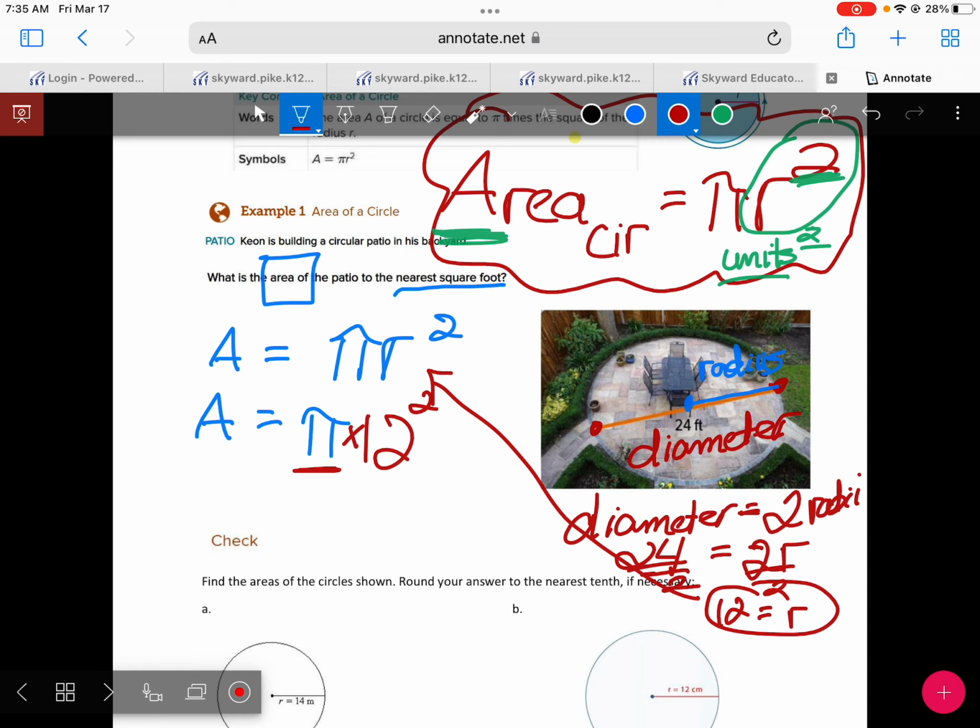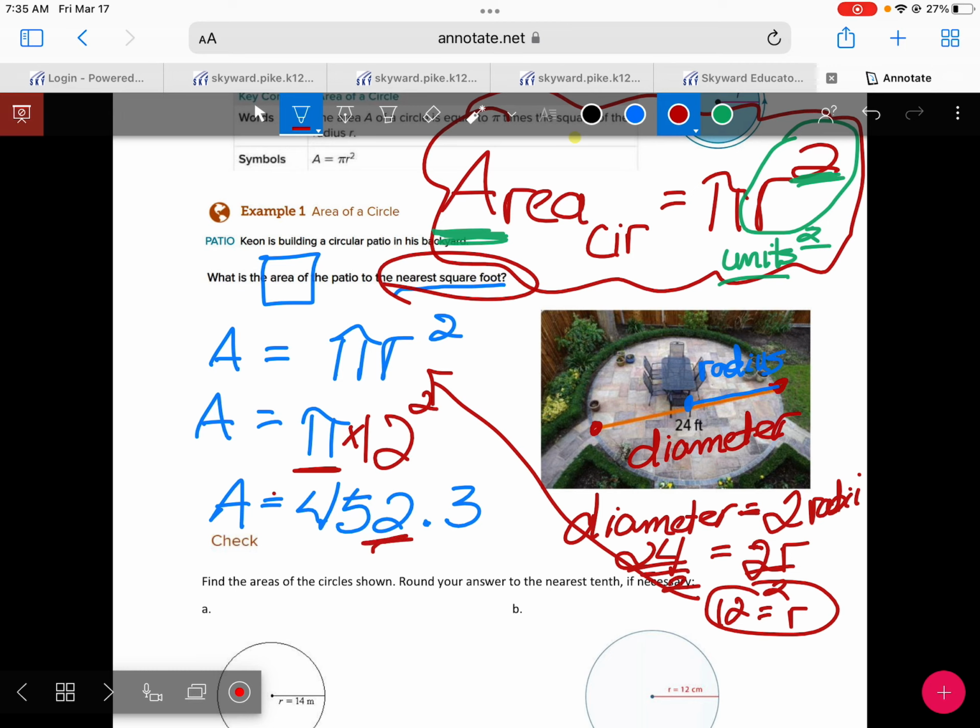And that gives it to you in pi, right? We don't want something in pi, so what do I hit? The little arrows right above enter, and you should get what? 452.389. Yes. Now, it says to the nearest square foot. So area equals 452.3. The nearest square foot is that 2. I'm looking for whole feet here.